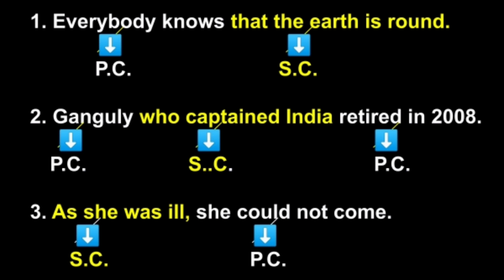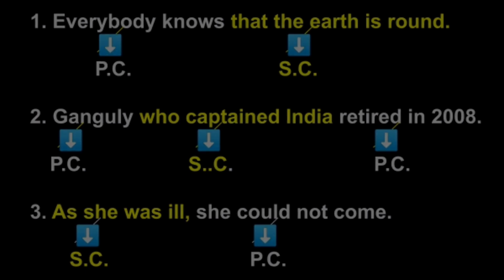In this example, Ganguly retired in 2008 can stand independently, so it is a principal clause, and who captained India is subordinate clause because it depends on the principal clause. The third example, as she was ill, she could not come. In this sentence, she could not come is principal clause because it can stand independently. As she was ill is subordinate clause because it depends on the principal clause.